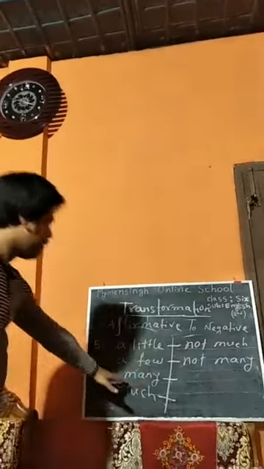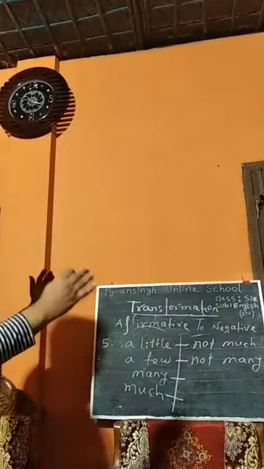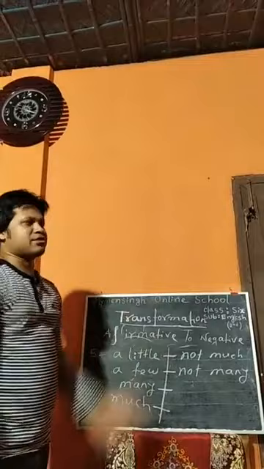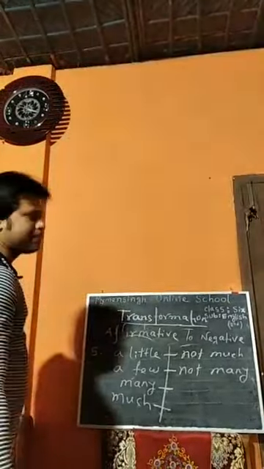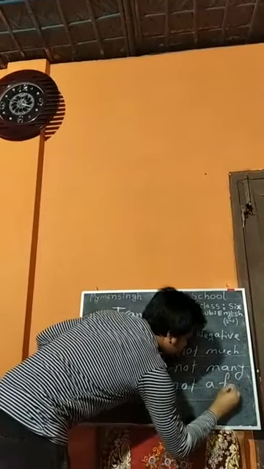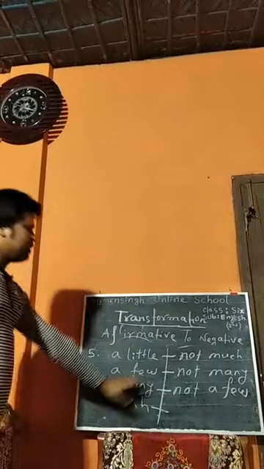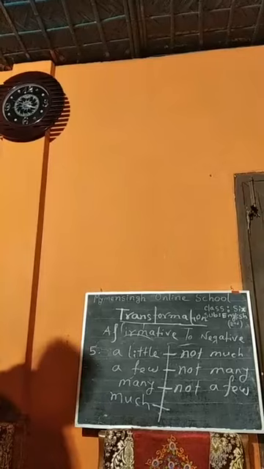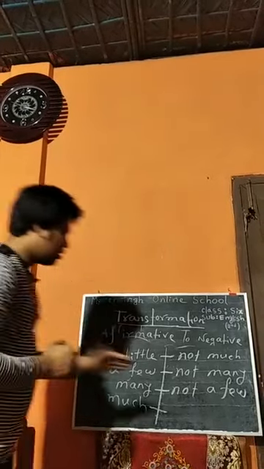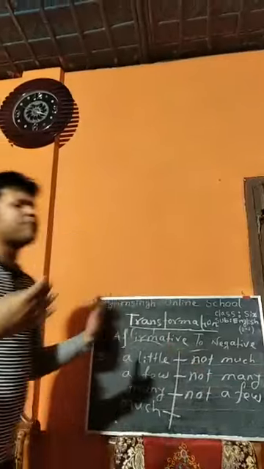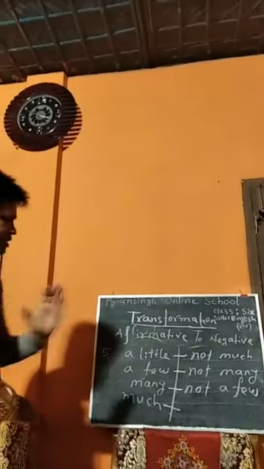Number 3, many. You can find this word many in an affirmative sentence. That is, I have many friends. This many will be replaced by not a few. Suppose I am providing an example, that is, I have many friends. Here, many will be replaced by not a few. That means, I have not a few friends. I think you have understood.